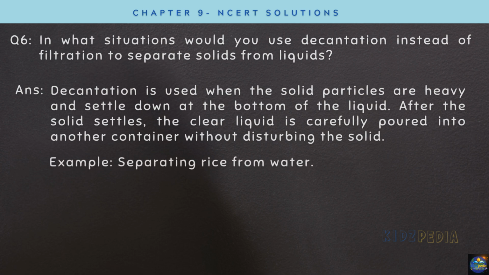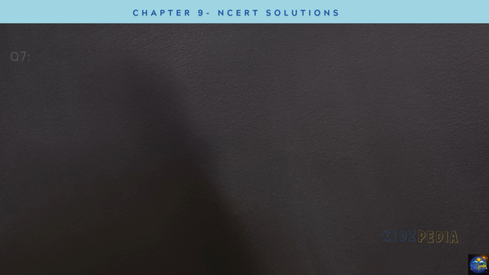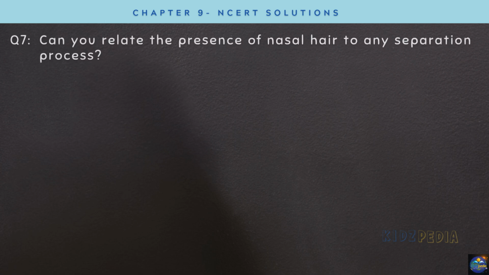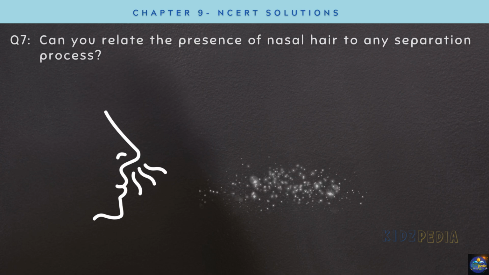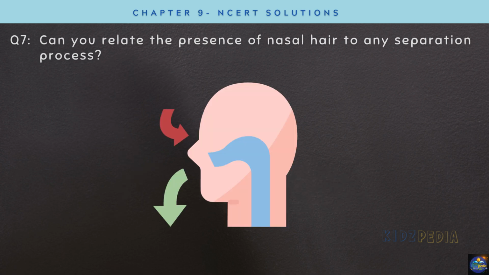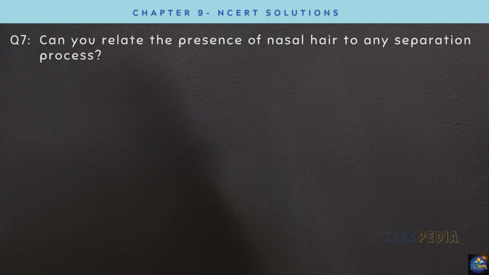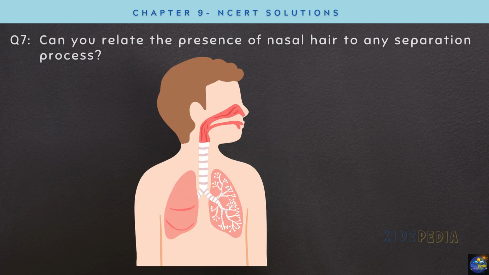Example, separating rice from water. Next question. Can you relate the presence of nasal hair to any separation process? Yes, nasal hair is related to the process of filtration. When we breathe, the air around us may contain dust, pollen, and other tiny particles. The nasal hair inside our nose acts like a natural filter.